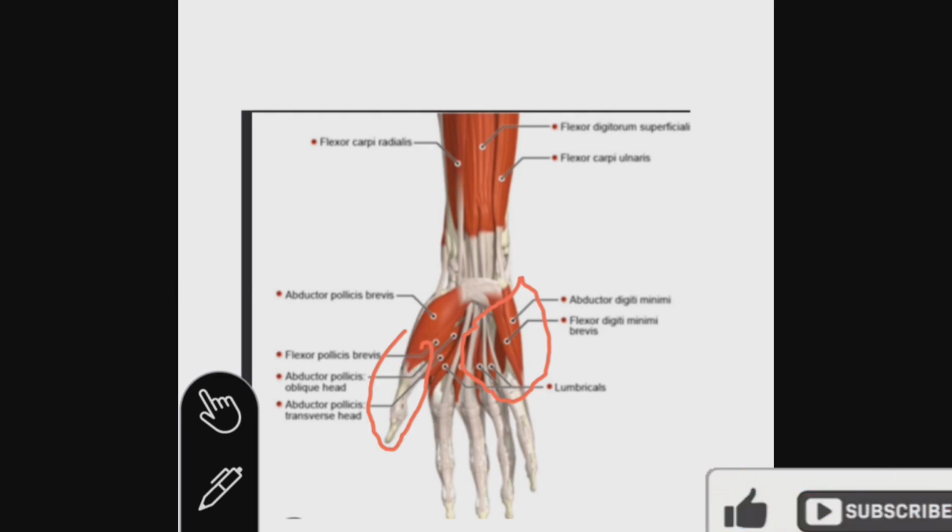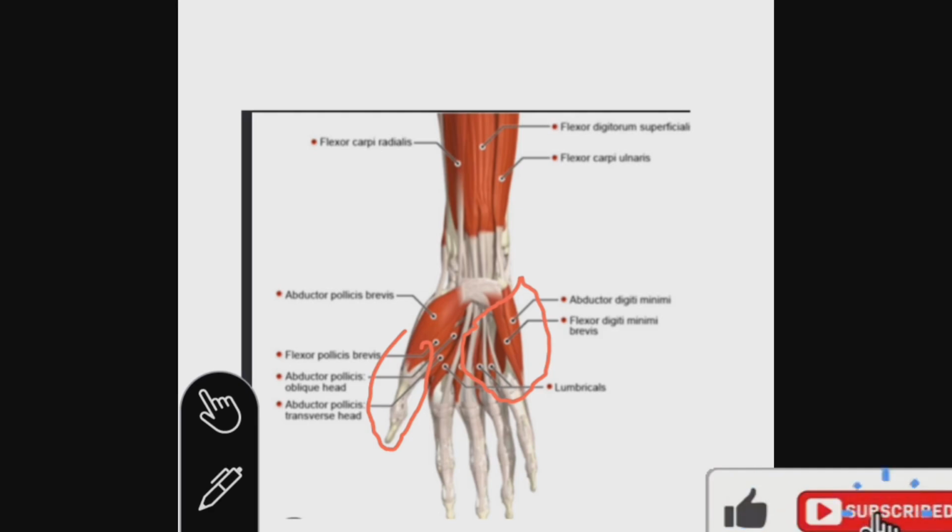So all the muscles of the thenar compartment are innervated by the median nerve, except the adductor pollicis, which is innervated by the ulnar nerve. Are we good? And then the flexor pollicis brevis, which is innervated by both median nerve and ulnar nerve. Keep that at the back of your mind. Next one, we move to the hypothenar muscles.